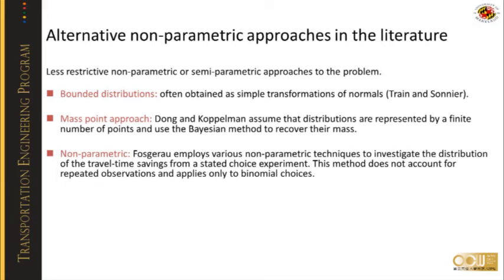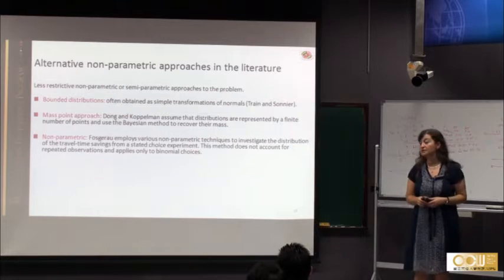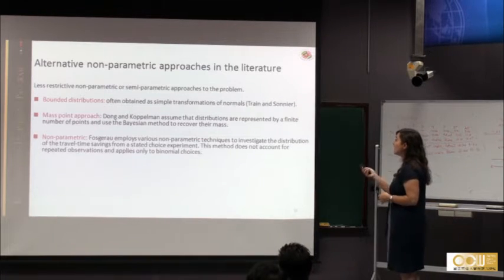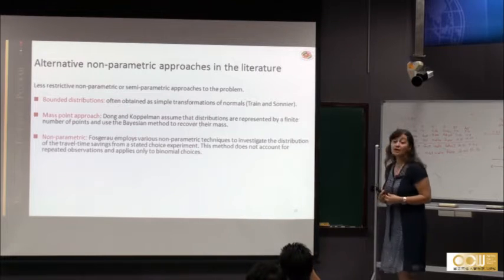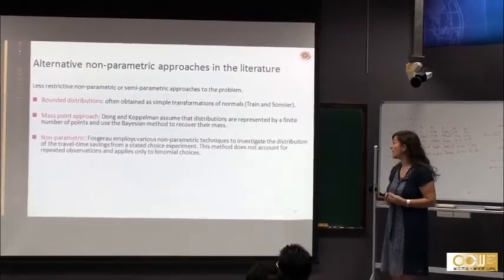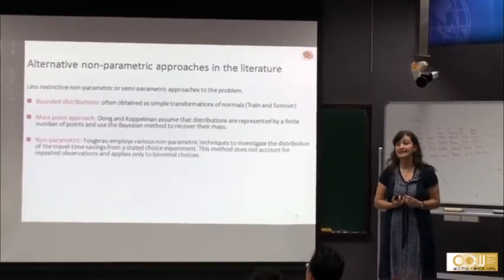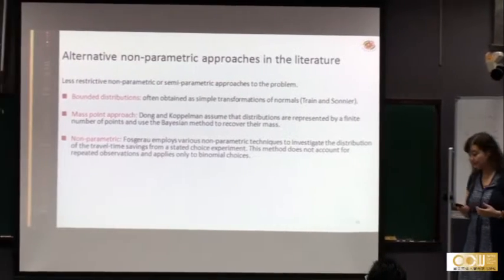Or the mass point approach: Dong and Koppelman in 2003 proposed a mass approach. So instead of estimating the distribution, you estimate the quantiles of the distribution. Then there are non-parametric approaches. Fosgerau was the first one to propose a non-parametric technique, but this technique was applied just to binomial choices, and with this technique it was not possible to account for repeated observations or panel data. So he was the first one to propose this, but this approach was not quite general.